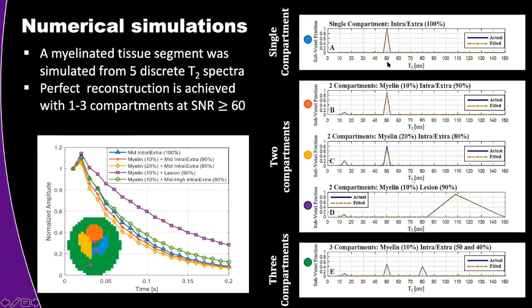The simulations were run on either single component, two compartments, or three compartments. And up to an SNR of 60, there was a perfect fit. A perfect fit. The algorithm identified automatically the number of components, either 1, 2, or 3. We didn't tell it what the number of components was. And you can see here the short T2 component, the middle T2 component, and the long T2 component in case of lesion. So we were encouraged by this numerical simulation.